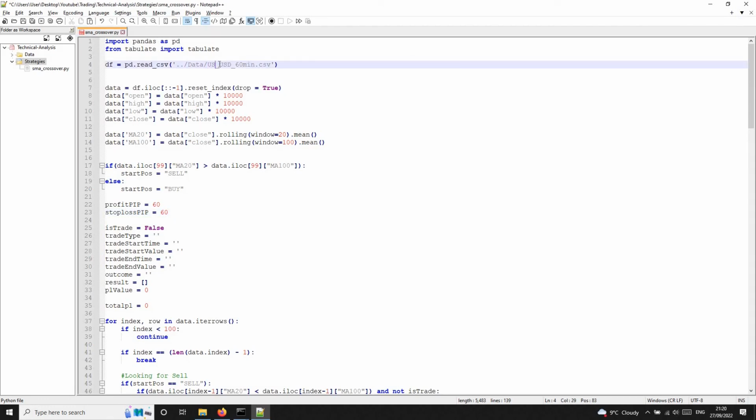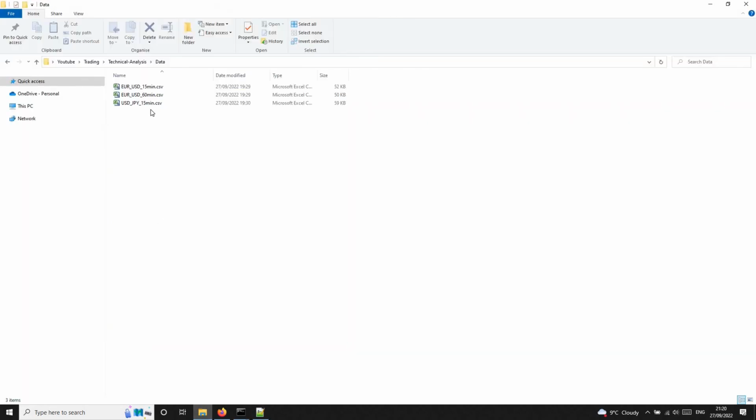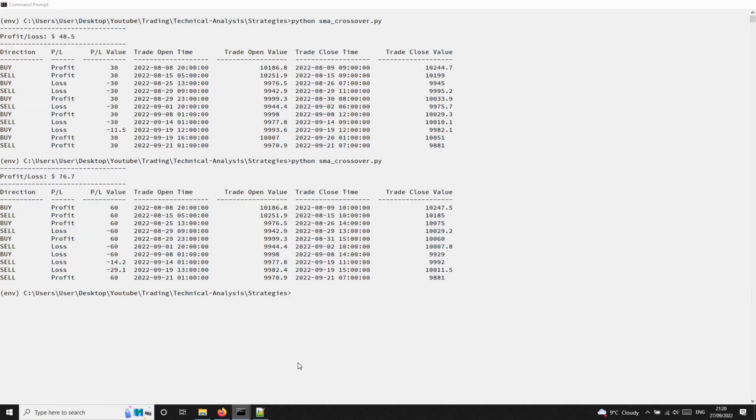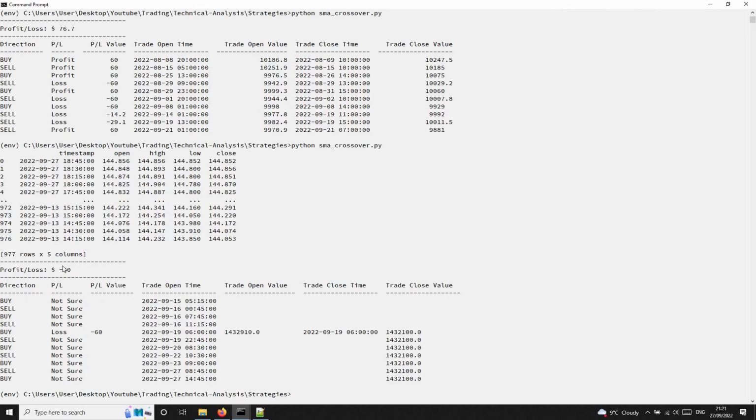USDJPY. I think I downloaded the 15 minutes one. Like I mentioned, you can download any pair, any time frame to check. Always check on this one. So 15 minutes. The only thing is, I will show you, we need to change this from 10,000 to 100, and I will show you why. So let me run this one. Of course, that is not right.